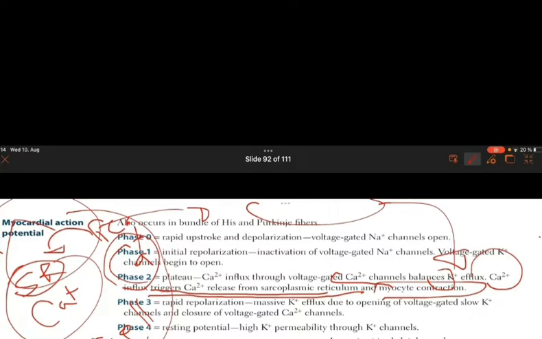So what will happen next? We finish what we need. Now what will happen? Phase 3. You will have rapid repolarization. Now the muscles need to rest. So you have rapid repolarization.